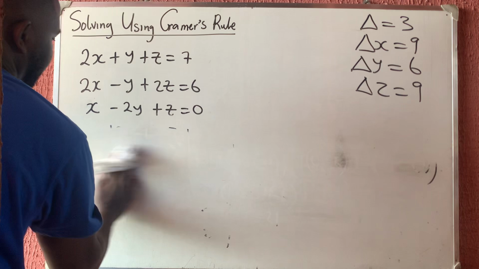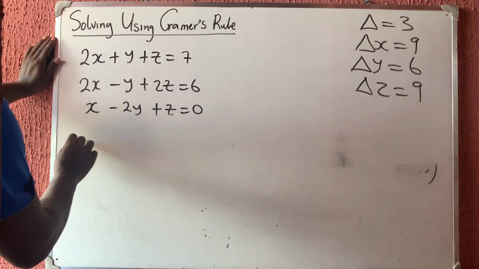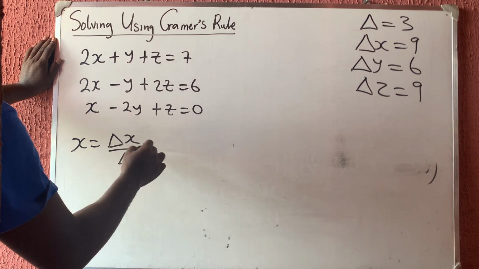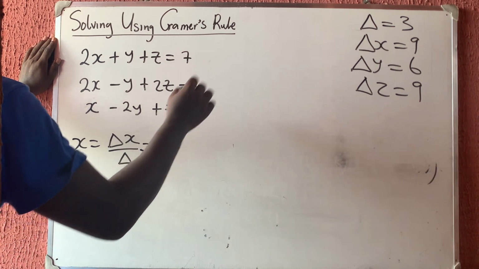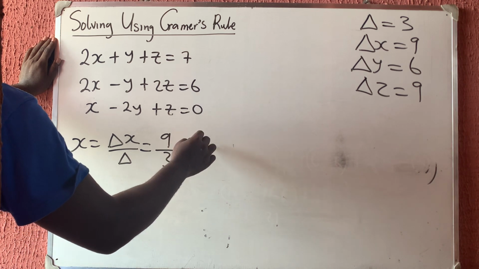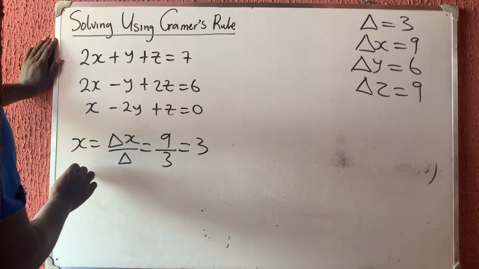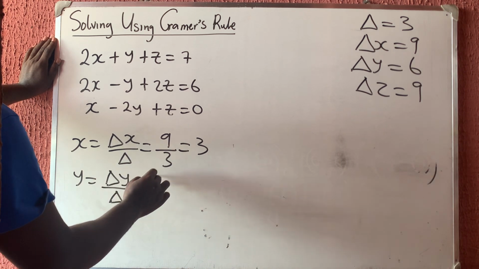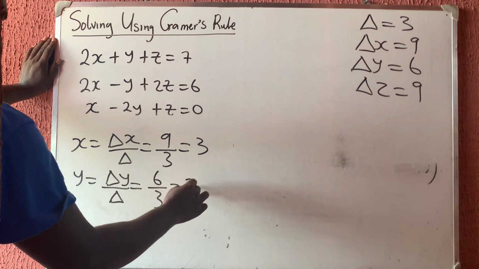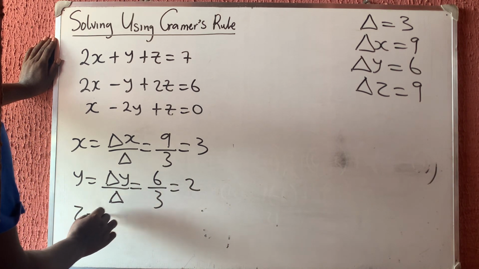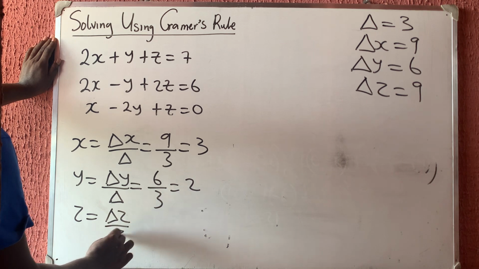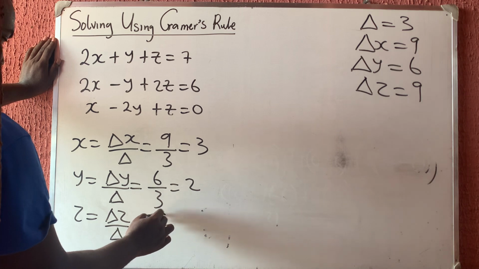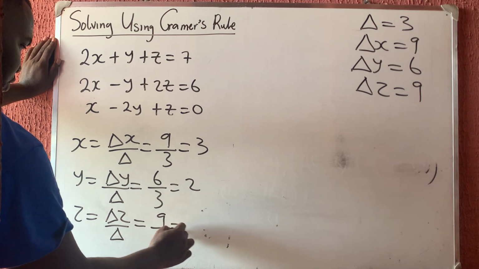The last answer now, to get your x simply means change in x over change. Change in x gave us 9. 9 over 3, which is what? 9 over 3 is 3. To get our y is what? Change in y over change, which is what? 6 over 3, which is 2. Then to get our z is what? Change in z over change. Okay? So I'm going to have 9 over 3, which is 3 again.